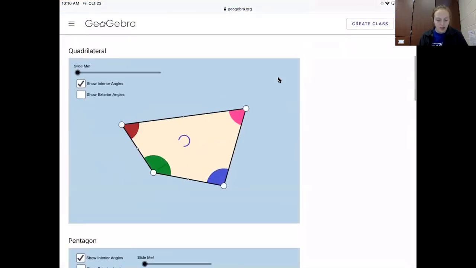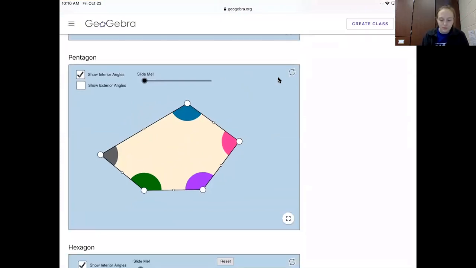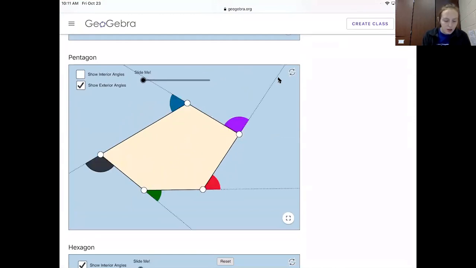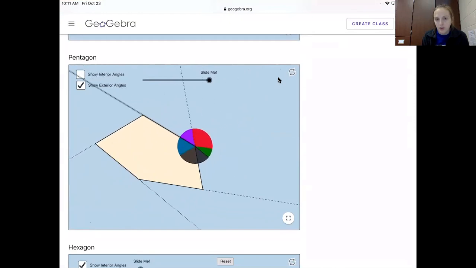And let's look at like any of these polygons, really. I'm gonna look at this one right here. 1, 2, 3, 4, 5. So it's a pentagon. So I'm gonna look at this one here, and I'm gonna show the exterior angles instead. Here we go. So those are all the exterior angles. If I slide this over, they're all gonna move, boom, they make a circle. That's 360 degrees. Doesn't matter where I put any of these vertices, it's always gonna be 360 degrees.